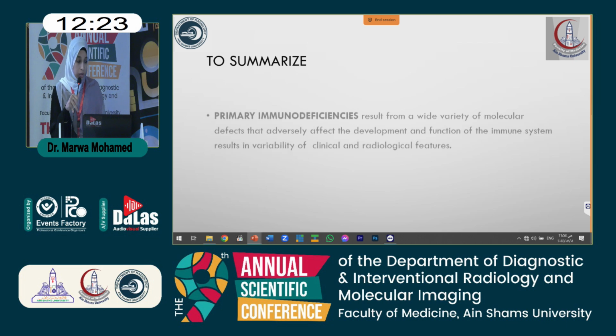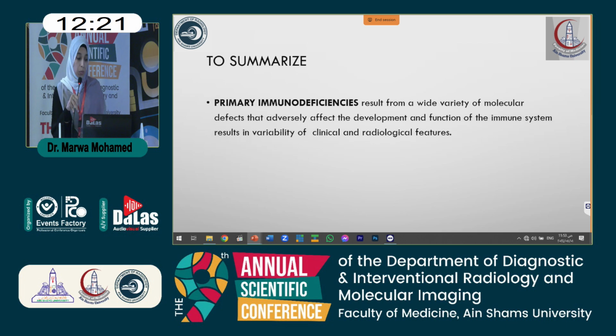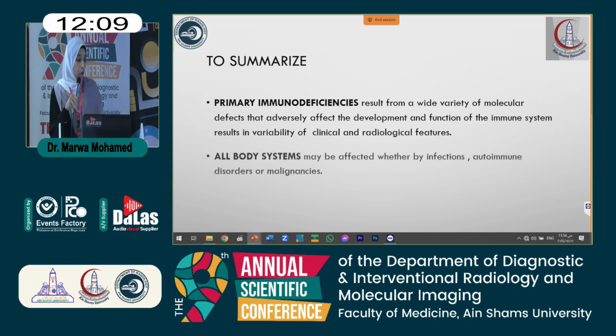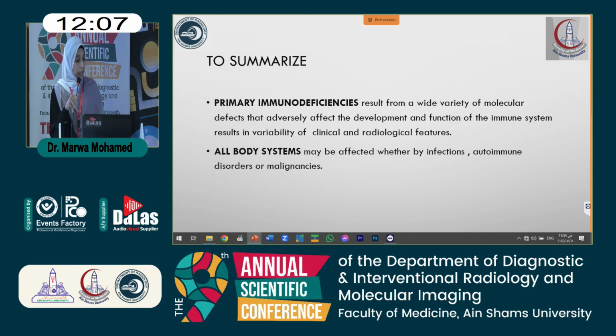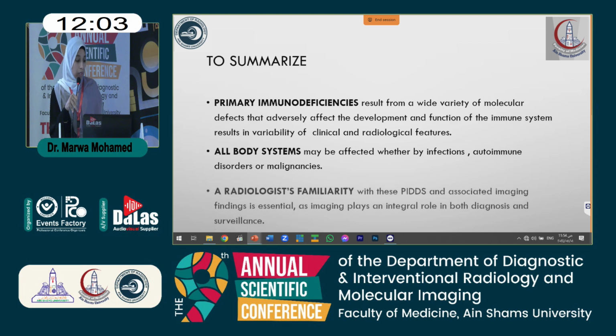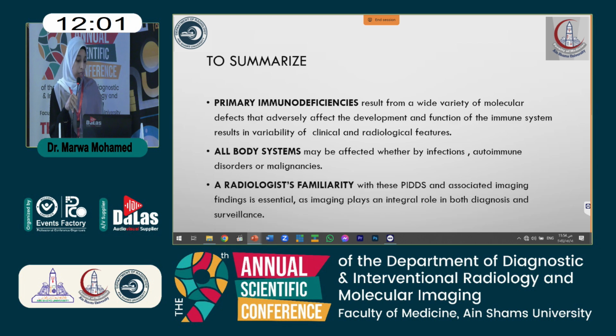To summarize, primary immune deficiencies result from a wide variety of molecular defects that adversely affect the development and function of the immune system, results in the variability of clinical and radiological features. All body systems may be affected whether by infections, autoimmune disorders, or malignancies. A radiologist's familiarity with these primary immune deficiency diseases and associated imaging findings is essential, as imaging plays an integral role in both diagnosis and surveillance.